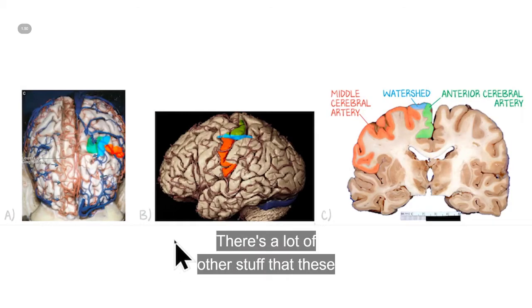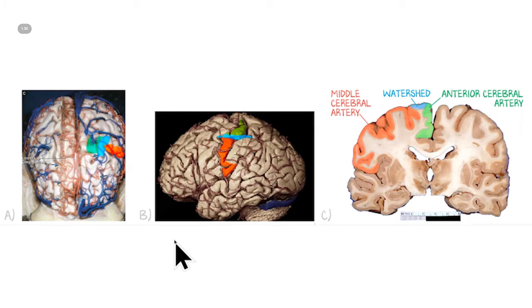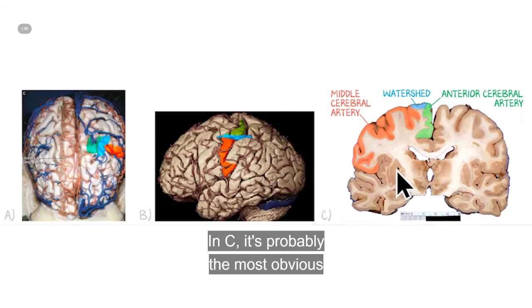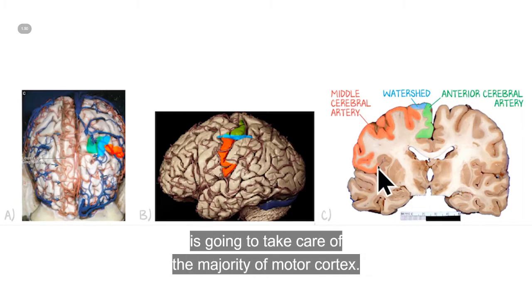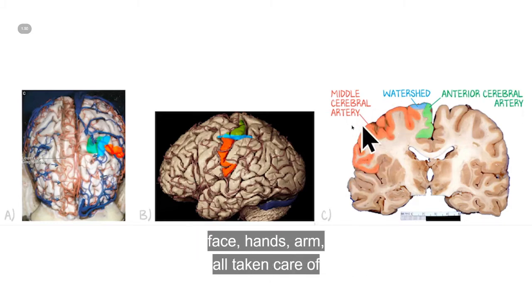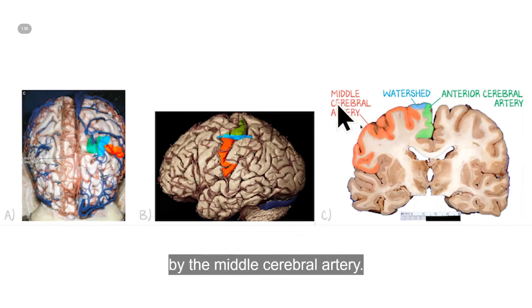There's a lot of other stuff that these blood vessels do, but we're going to see those in a later lesson in this island. I want you to focus only on the perfusion of motor cortex. In C, it's probably the most obvious and corresponds relatively to the homunculus. You can see that the middle cerebral artery is going to take care of the majority of motor cortex. Right? So everything that was represented, tongue, lips, face, hands, arm, all taken care of by the middle cerebral artery.